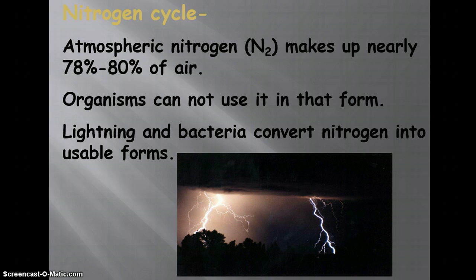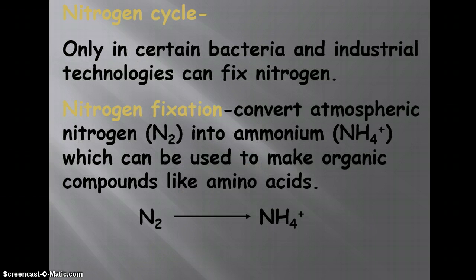And then the nitrogen cycle. There's atmospheric nitrogen, which makes up about 70% of our air. Organisms cannot use it in that form. When it lightnings, it takes the nitrogen from the air and puts it into a usable form, and plants use nitrogen to grow. Only certain bacteria and industrial technologies can fix nitrogen, make it so that it can be used by organisms. Nitrogen fixation is what it's called. They convert atmospheric nitrogen into ammonia, which can be used to make organic compounds like amino acids, which then plants use.